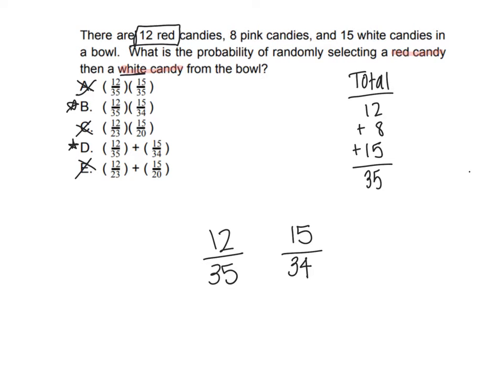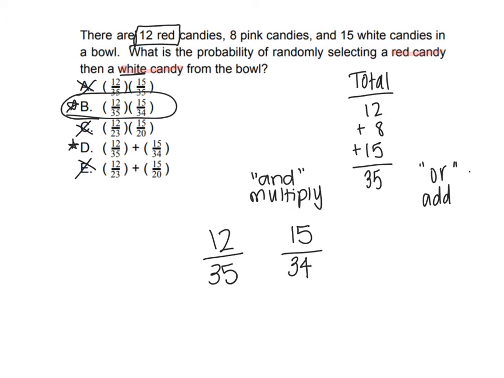So the next thing we need to think about is, should we be multiplying or adding together? And just in case you don't remember, we want to know if we pick red and then white. The word and in probability means to multiply. If it said what's the probability of picking red or white, that would tell us to add. So we are going to choose B.